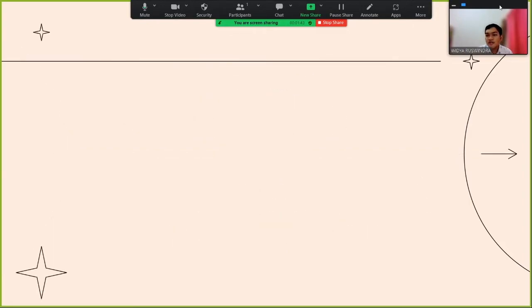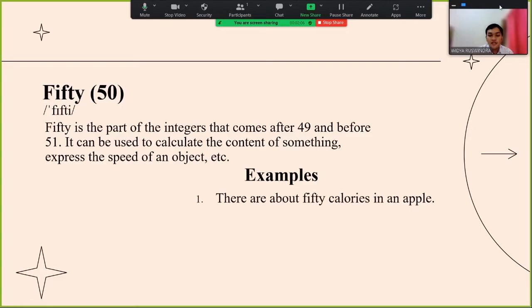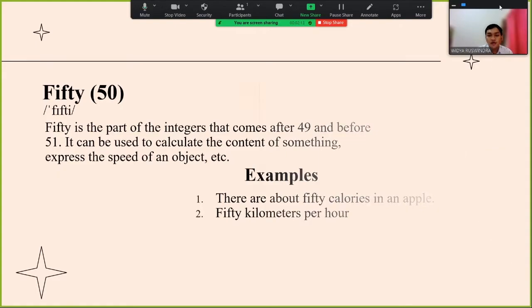Okay, next vocabulary is 50. This is the symbol for 50. The pronunciation is 50. 50 is the part of the integers that comes after 49 and before 51. It can be used to calculate the content of something, express the speed of an object, etc. For example, first, there are about 50 calories in an apple. Second, 50 kilometers per hour.